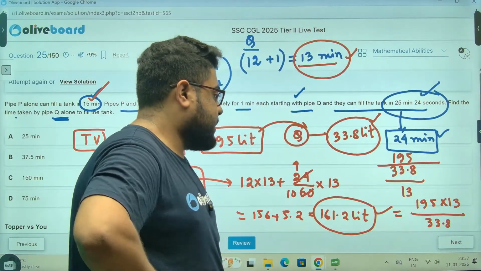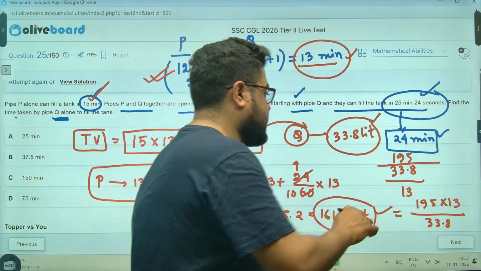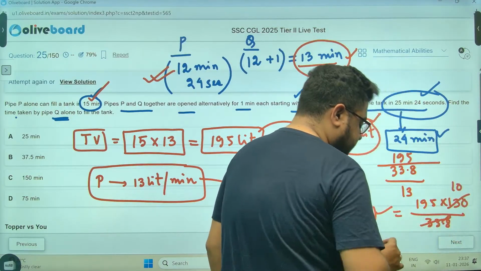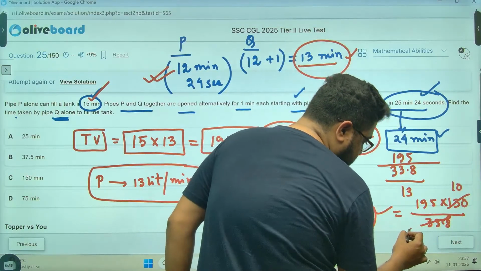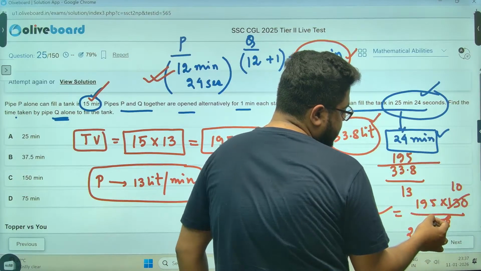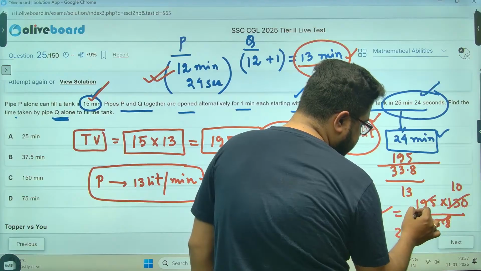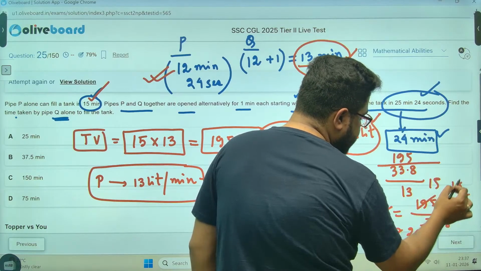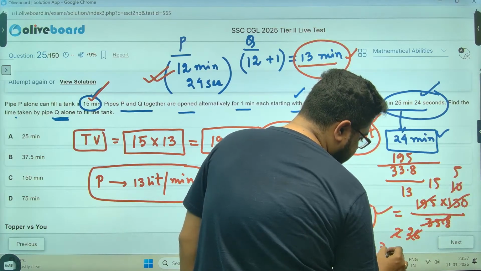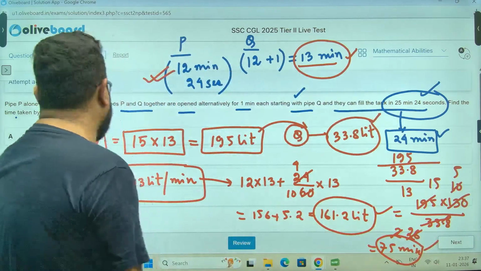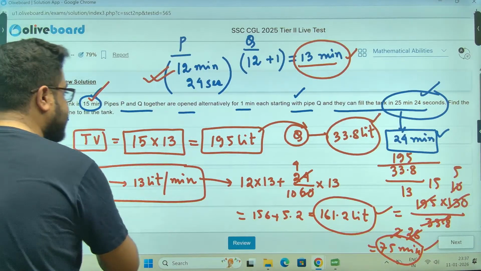Just a second. 26, no, sir. Not incorrect. 13 tens are this. 13 twos are 26. 6 13s are this. 13 twos, 13 fives. So the answer will be 75 minutes. The answer is going to be 75 minutes, option number D, sir.